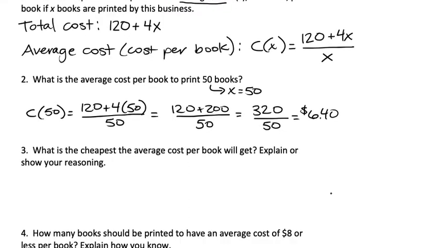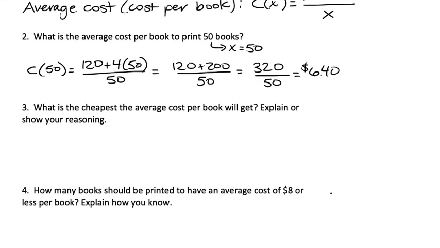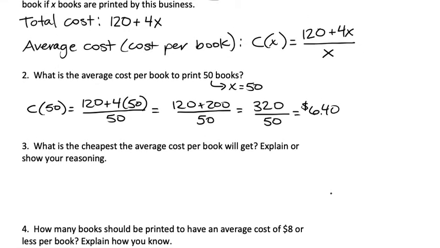Question 3 says, what is the cheapest the average cost per book will get? Explain or show your reasoning. So we saw this in the last activity where we looked at the graph with the horizontal asymptote. The horizontal asymptote tells us the cheapest that the average cost per book will get. But now I want to look at it in terms of the equation. So my equation, C of X equals 120 plus 4X over X.